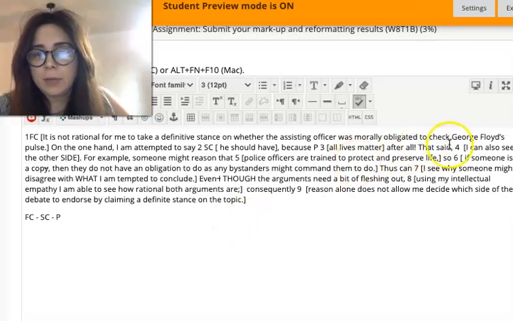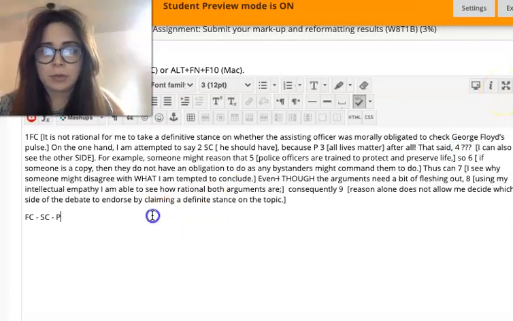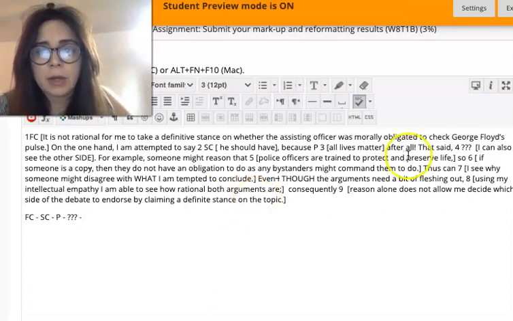Okay. That said, I can also see the other side. I don't know if that's functioning as anything I want to keep in there, so I'm just going to do question marks. Okay, I know I can't leave that in there, but for right now, I'm going to put that in there.